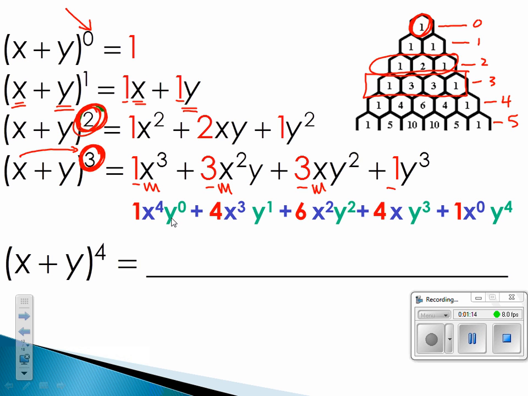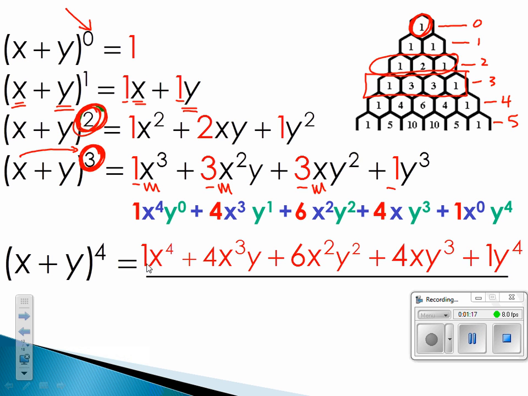So to simplify it, I end up with just 1x to the 4th, 4x3y1, 6x squared y squared, plus 4xy3. Now we don't need that x to the 0 in there, so we just have 1y to the 4th.